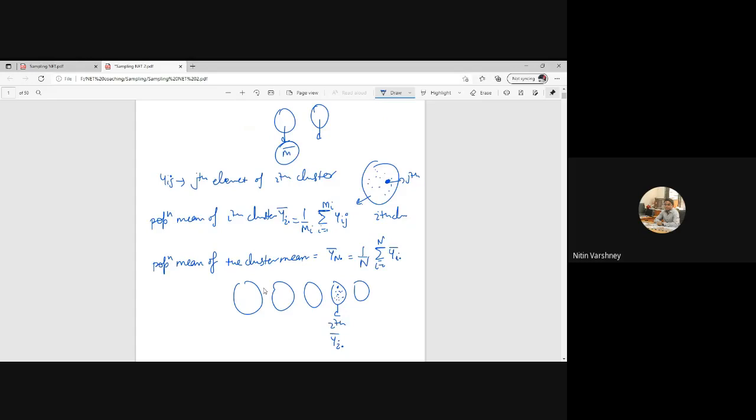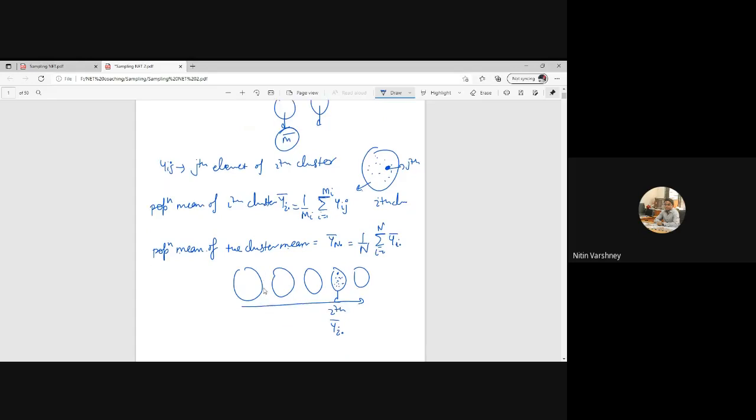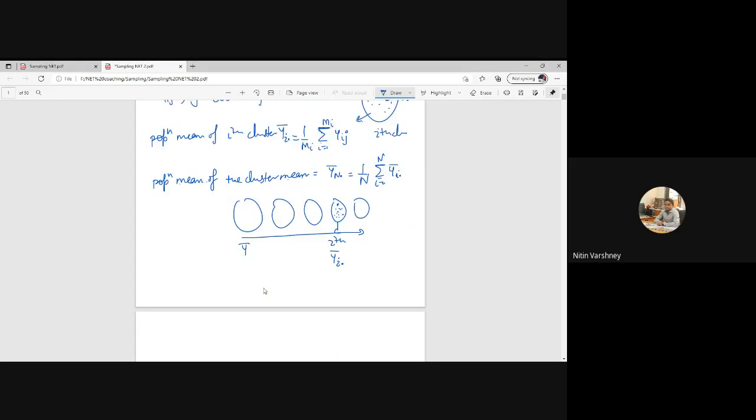Now the population mean of the cluster means. If we take the mean of all the cluster means, here we have y1 bar, y2 bar, y3 bar, like yi bar, like yN bar. And to take the mean of all these, how many clusters are there? N clusters, and the summation of this. Okay, got it? So this is the population mean of the cluster means.